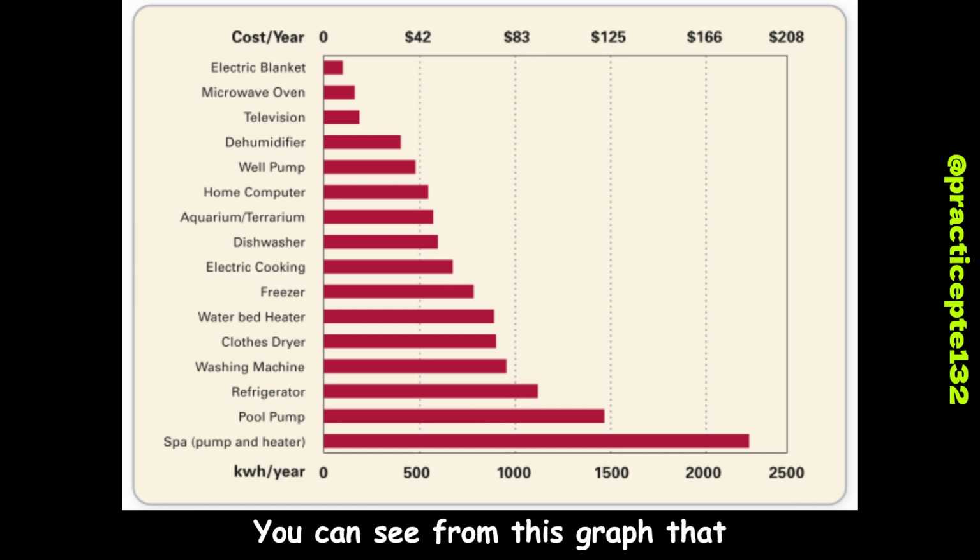You can see from this graph that the greatest cost is in spa, around 166. Finally, the lowest one is in electric blanket, just 10. To sum up, the graph tells about the electricity cost.